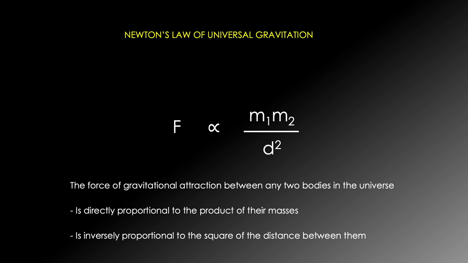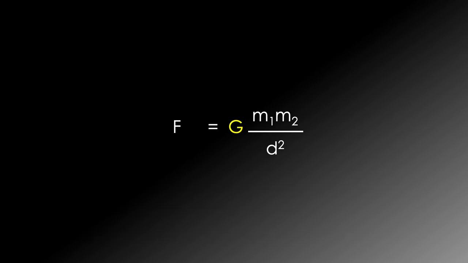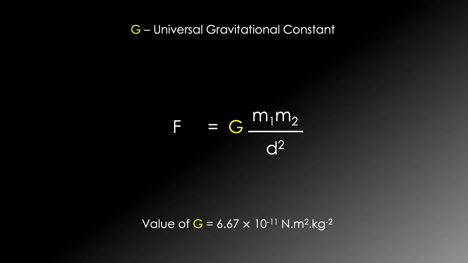Now, in this equation, if we remove the proportionality sign, we get a constant G. And this constant is called the universal gravitational constant, and its value is 6.67 into 10 raised to minus 11 Newton meter square per kilogram square.